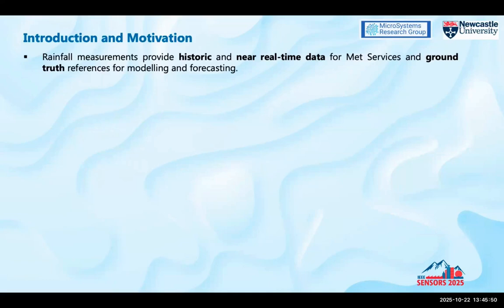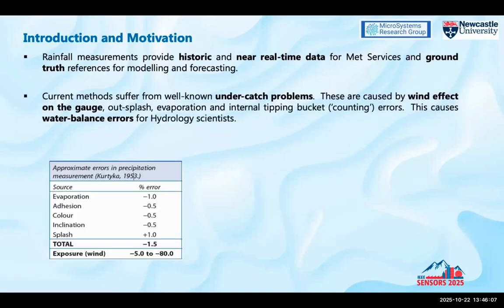So rainfall measurement provides historic and near real-time data for Met services and hydrologists. These are used for modelling and for water balance calculations and for forecasters. So it's very important that these are correct. Current methods suffer from well-known rainfall undercatch. This is predominantly caused by wind, although there are other things that do cause errors.